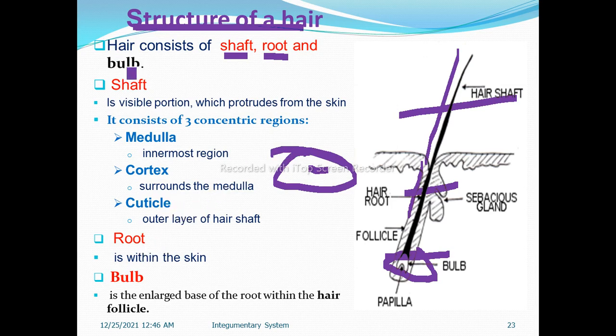The second part of the hair is known as the root. The root is within the skin. The other is the bulb. The bulb is the enlarged base. This enlarged area is the bulb, and it is found within the hair follicle. By the way, this area is known as the hair follicle. Within the hair follicle there is the hair matrix, and also the hair bulb. So shaft, root, and bulb are the parts of the hair.